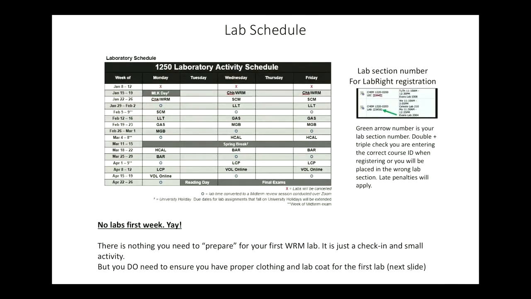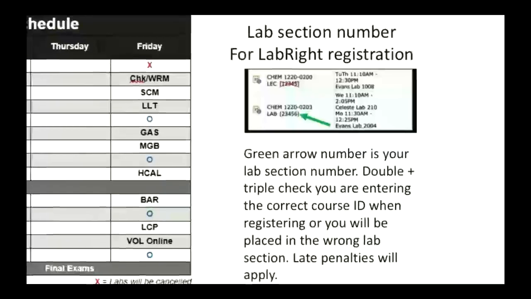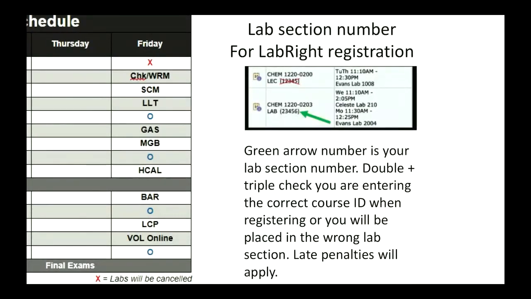All right, lab schedule. As I mentioned, there's no lab the first week of classes. This is going to give you time to get that lab coat in Celeste 108 and register for lab. There's nothing you really need to prepare for your first lab other than wearing appropriate attire and getting that lab coat. When you register for lab, you're going to need your lab section number. If you go to Buckeye Link and look at this class, Chemistry 1250, you want to look at the number that's associated with lab, not lecture. You're not going to find the lecture section number.